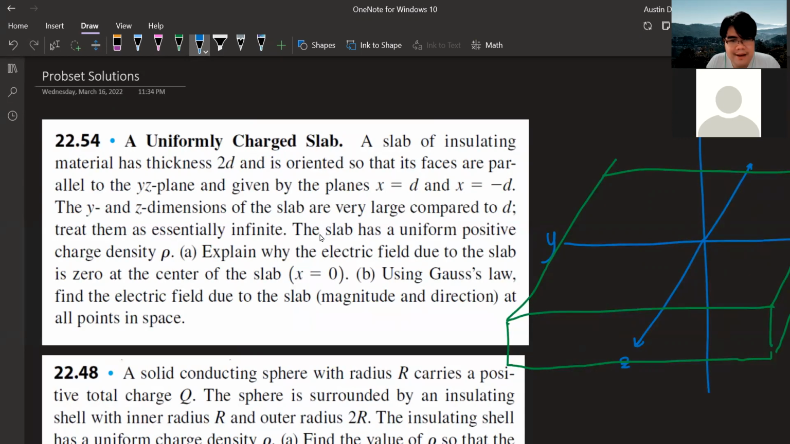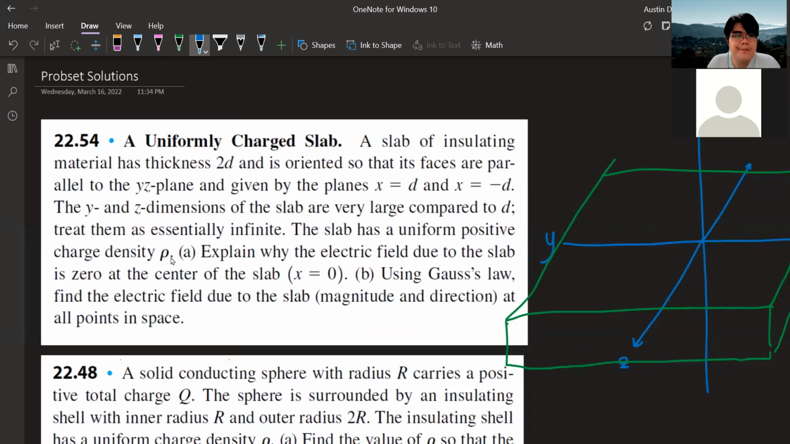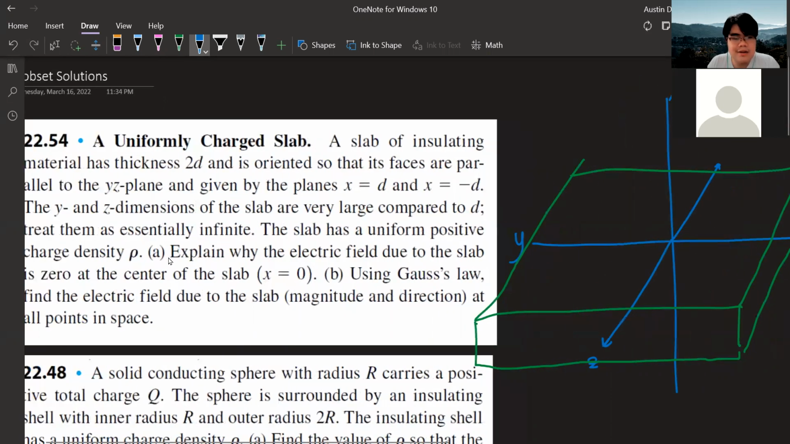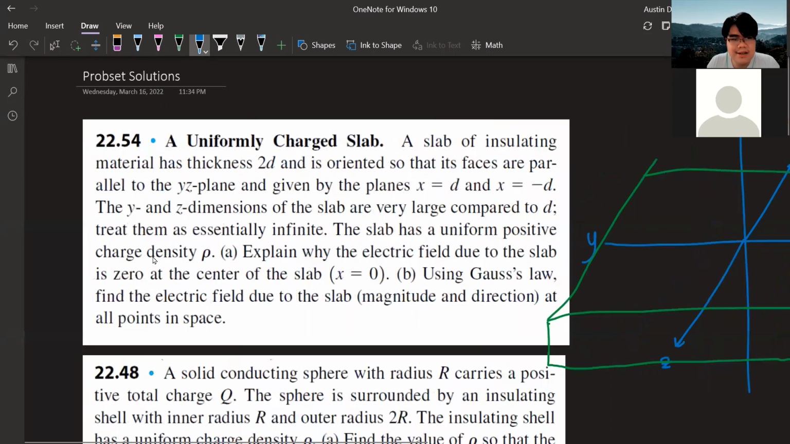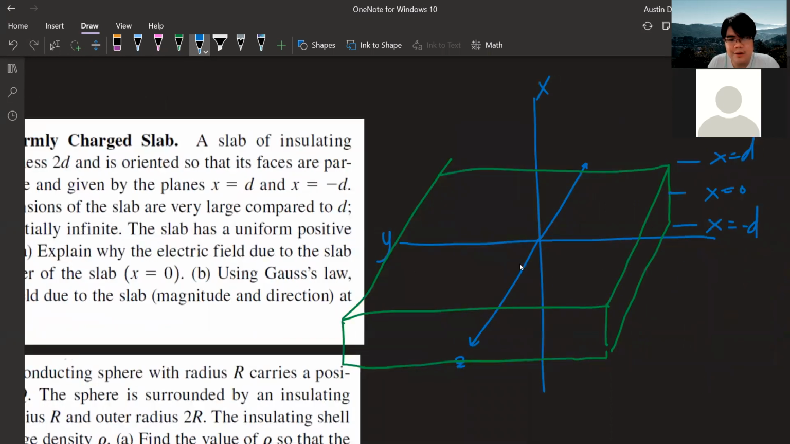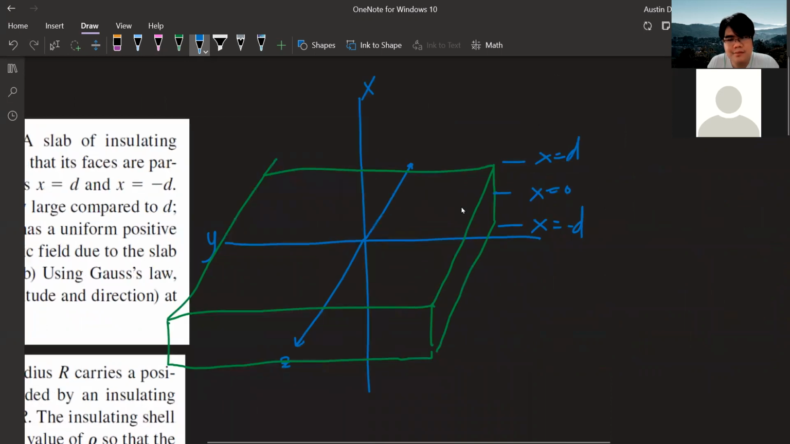Okay, so the slab has a uniform positive charge density rho. Okay, with that, rho is a volume charge density, so it's all over this volume. Okay, and then from that, alam natin that intuitively, yung field mo should come out of this slab.